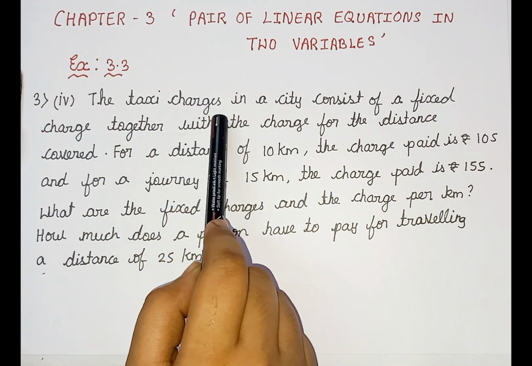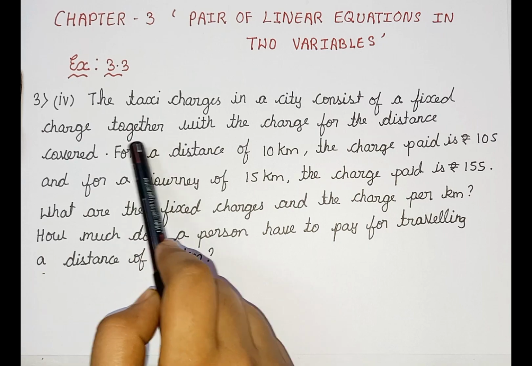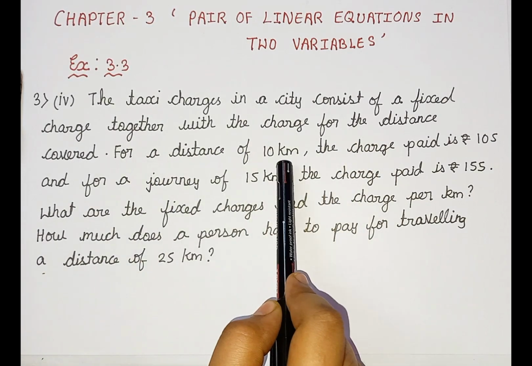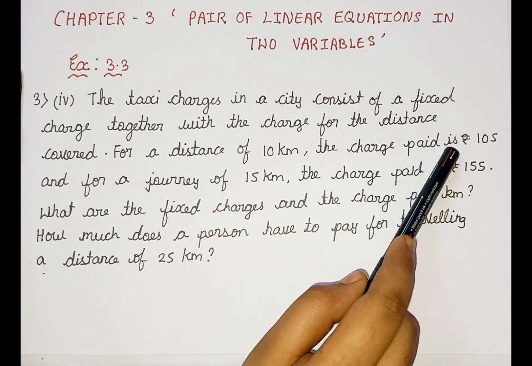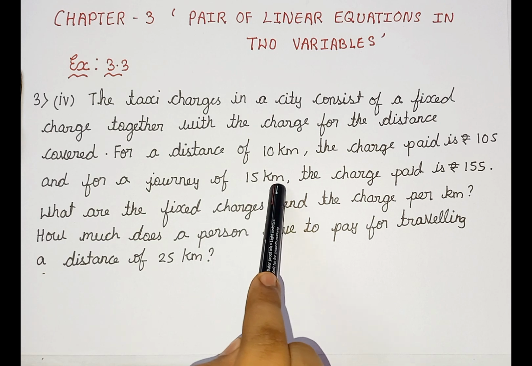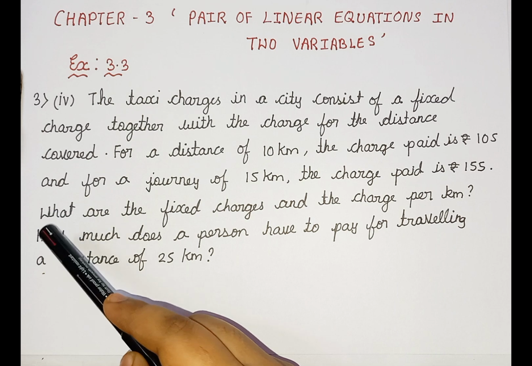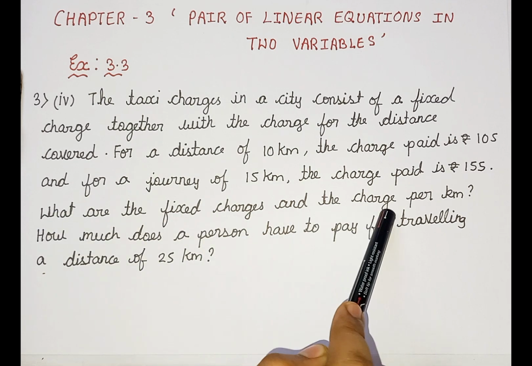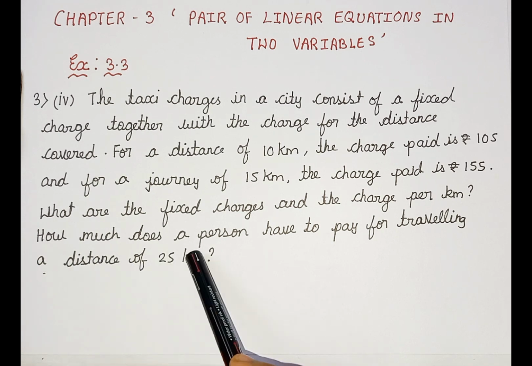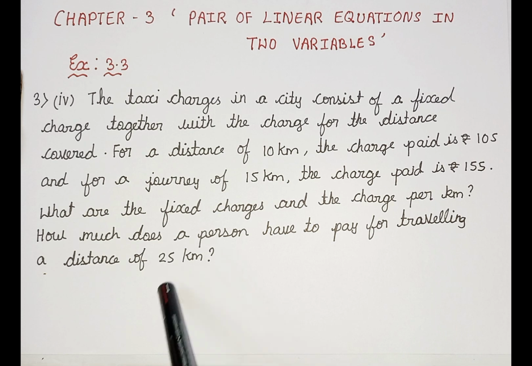The taxi charges in a city consist of a fixed charge together with the charge for the distance covered. For a distance of 10 km, the charge paid is rupees 105, and for a journey of 15 km, the charge paid is rupees 155. What are the fixed charges and the charge per kilometer? Also, how much does a person have to pay for traveling a distance of 25 km?